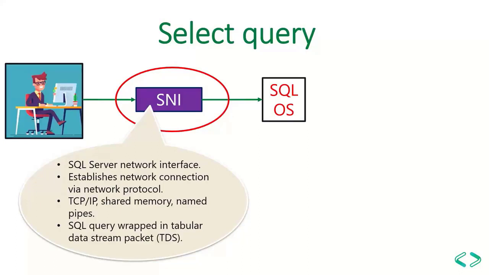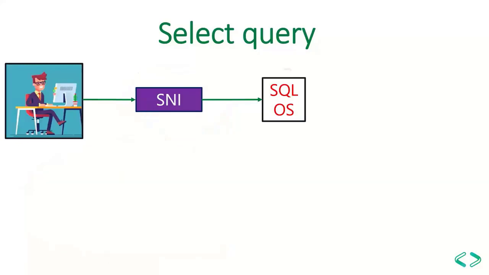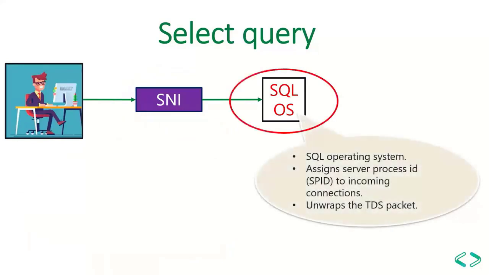Once the secure network connection has been established between the SQL Server and the user, the query that the user is sending will be wrapped inside a tabular data stream packet. Once this tabular data stream packet is wrapped, that TDS packet will be given to the SQL operating system by SNI. Once the TDS packet has reached the SQL operating system, that incoming connection will be identified as a SQL connection by the SQL operating system, and it will assign a SPID to it.